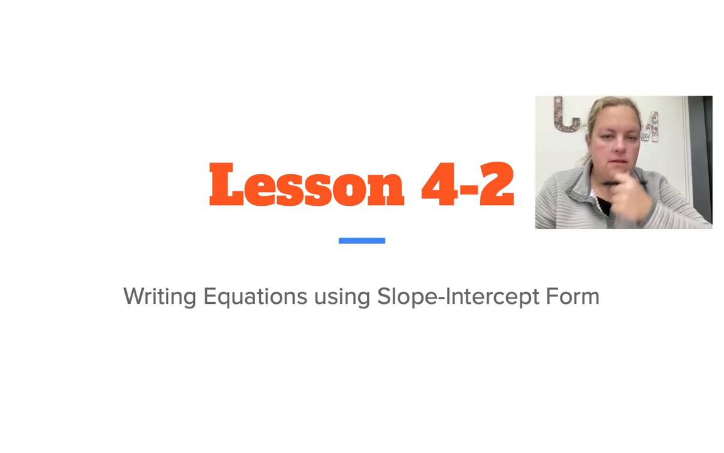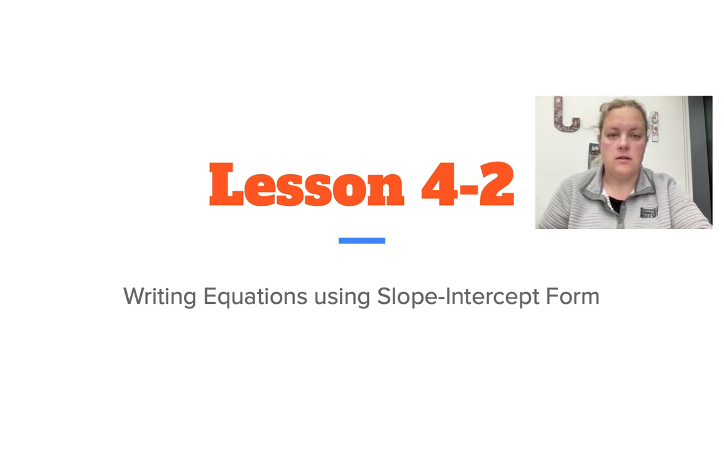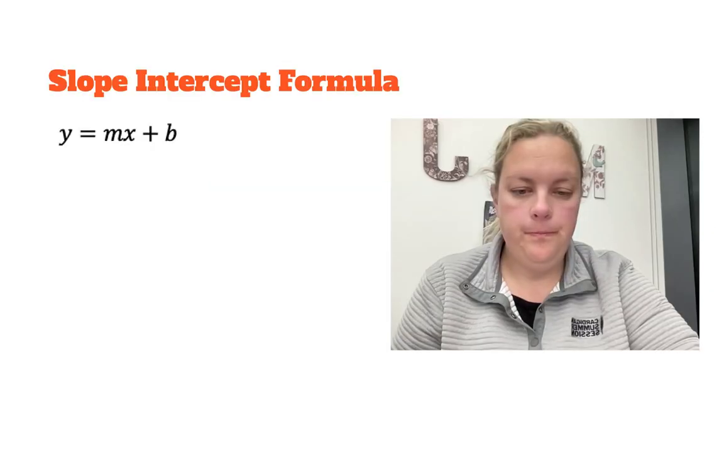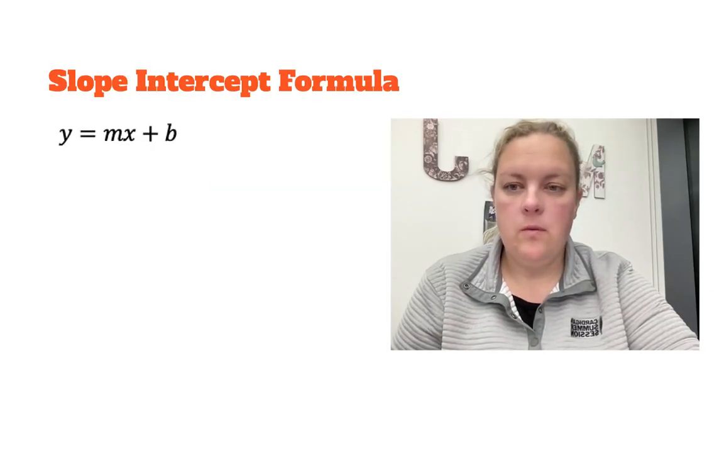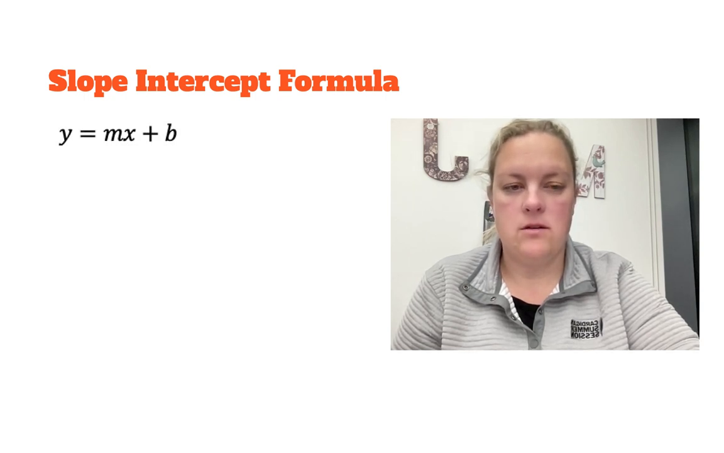All right, in this lesson 4-2, we are going to be working with the slope-intercept form to write equations. So we have used it to graph, and now we are going to use it for filling in some information to find out the slope-intercept form of a line. Get really comfortable with y equals mx plus b. If you've forgotten, m equals the slope and b is the y-intercept.